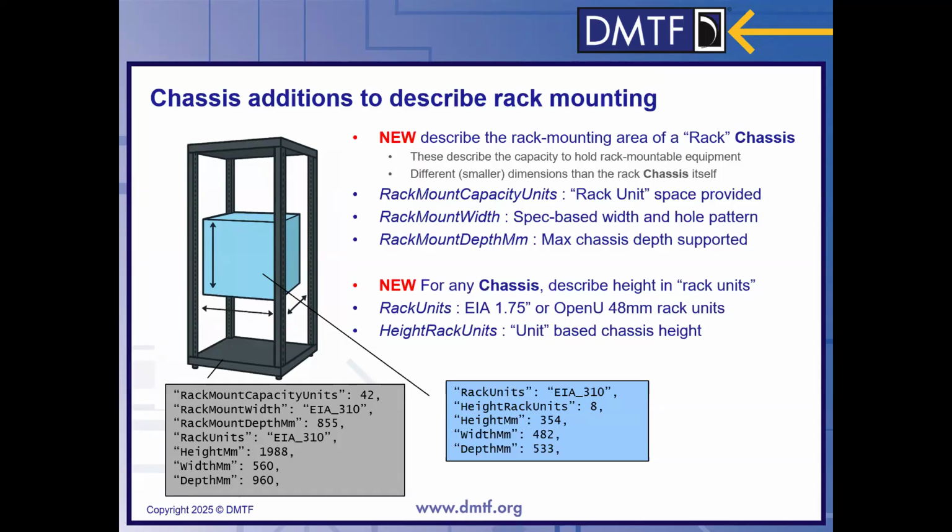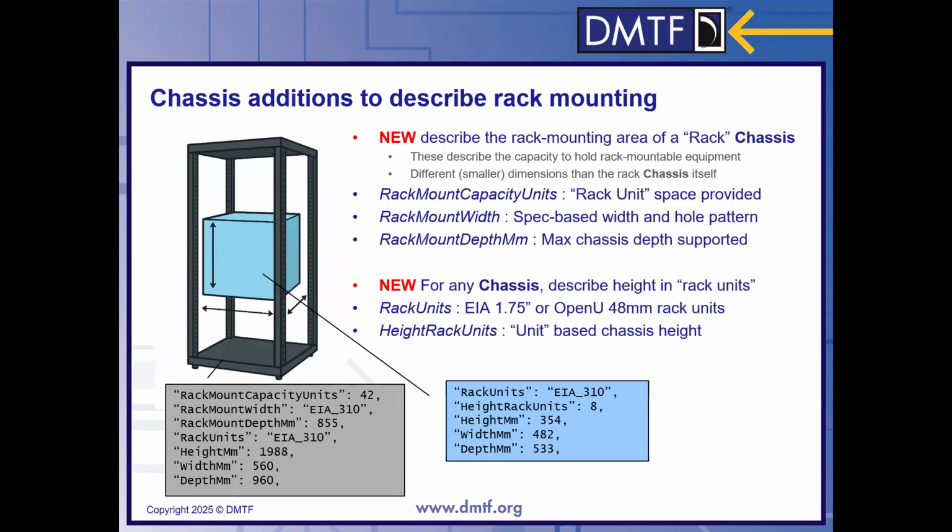So yes, we've added new chassis additions to describe sort of the physical size and properties, especially for rack mounting. So we've added rack mount capacity units, which is the number of rack units that are part of a rack. Rack mount width is a spec-based width in the whole pattern for the rack itself. And then rack mount depth millimeters is the maximum depth of the chassis in terms of how large or how deep a component can be added into the rack.